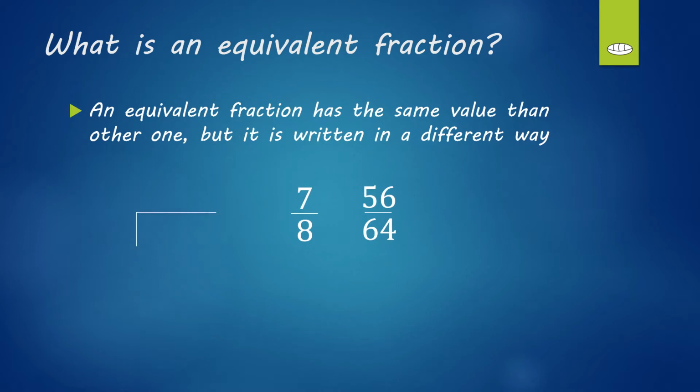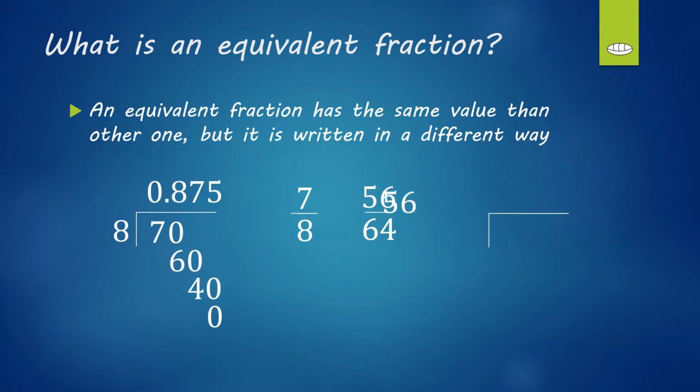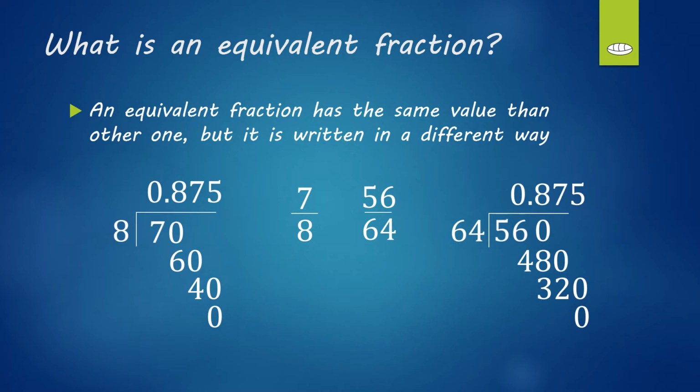Firstly, we are going to get the decimal value from the first fraction. After that, we are going to do the same for the second fraction. Compare both quotients and notice that they have the same value. As a result, both fractions are equivalent.